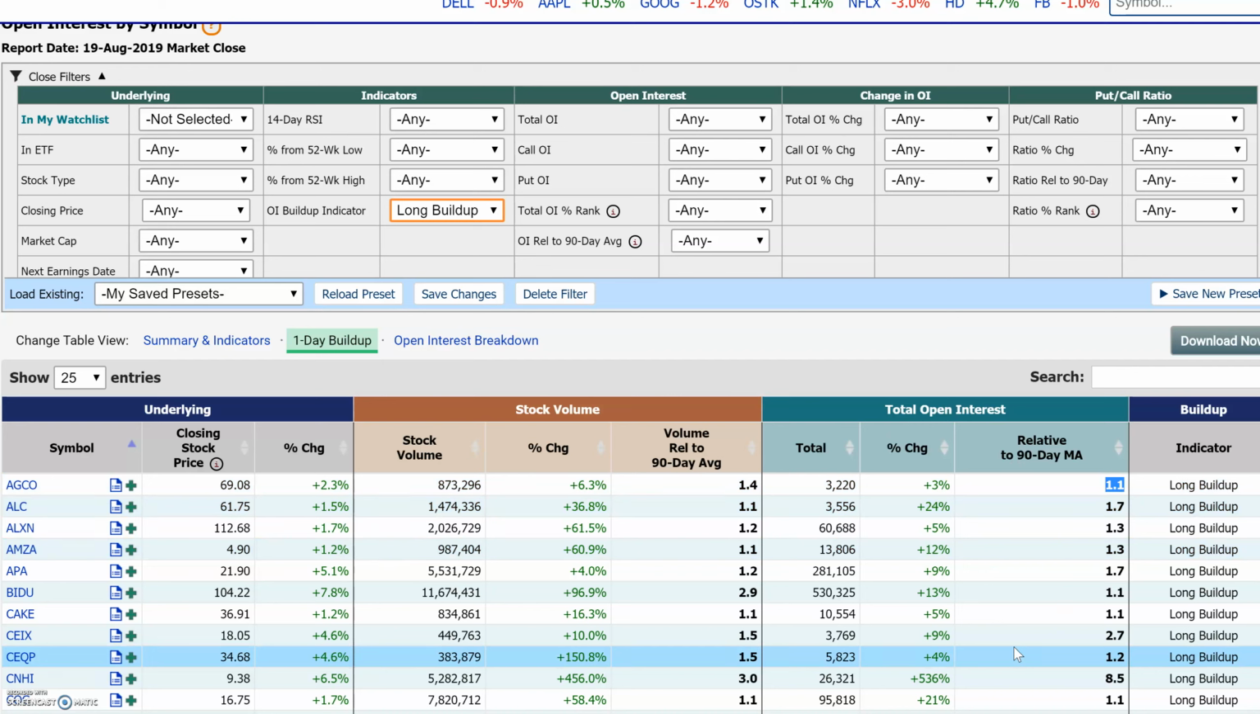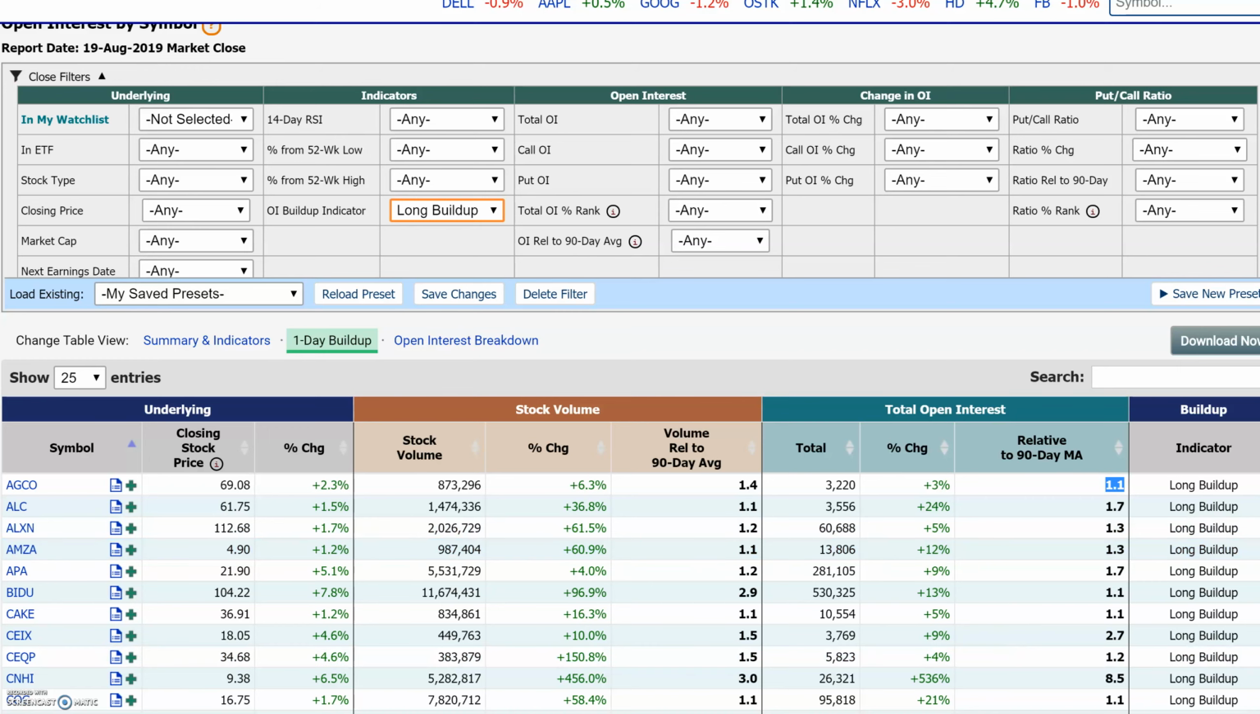So given these three different metrics, the assumption is that if the price went up, the stock volume went up, and the open interest went up, people were feeling more bullish than bearish, and that there are more buyers than sellers, and there's a long buildup in the stock. And that's what this long buildup is.